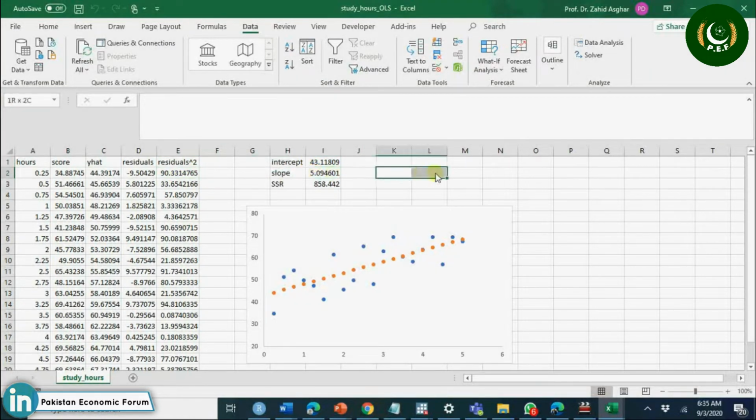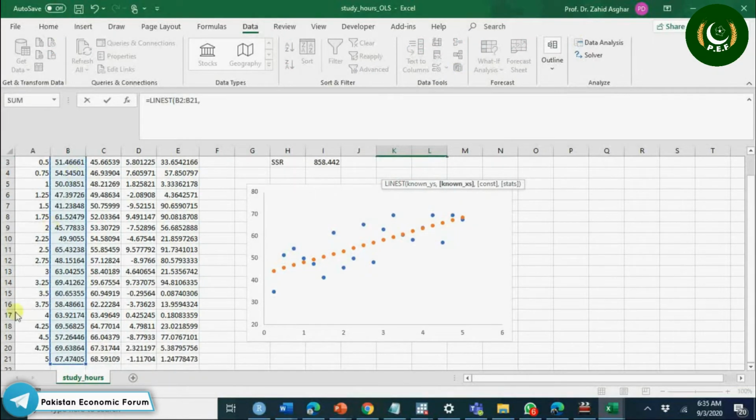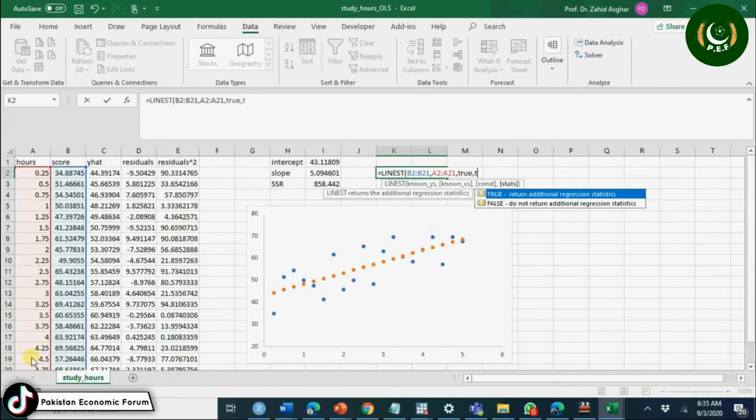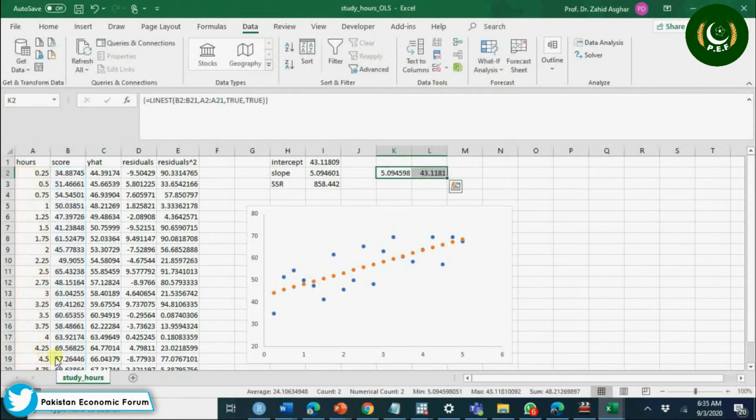If we apply, even if you take it, I'm going to the LINEST function, we are going to regress scores on x, true, and Control Shift Enter. So you see, you get the same values, 43.118 and 5.09. These are considered the slope and intercept values.